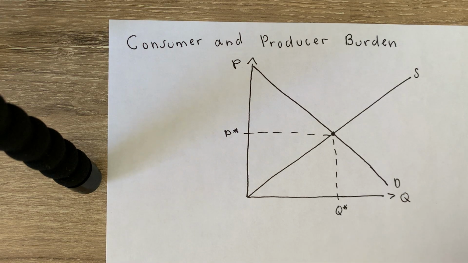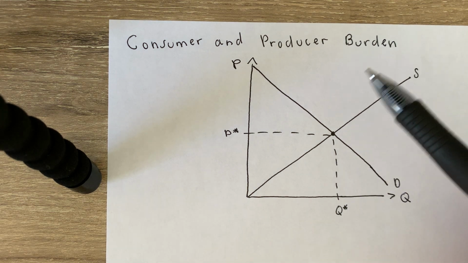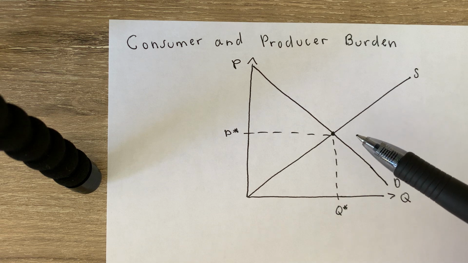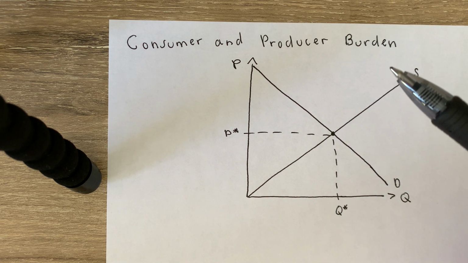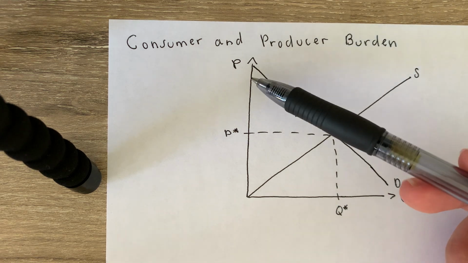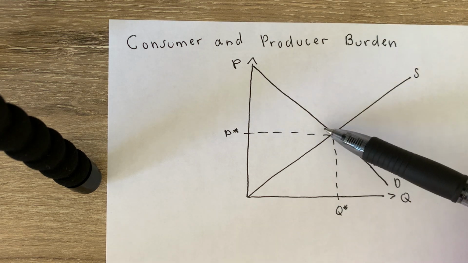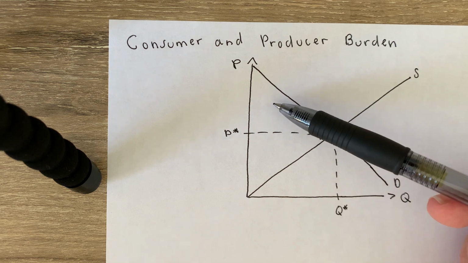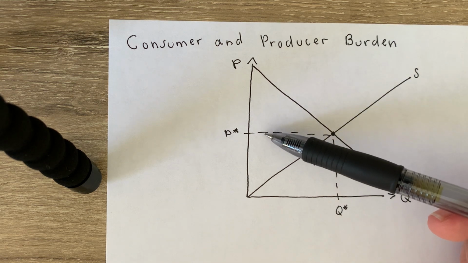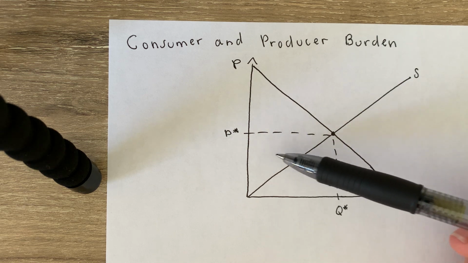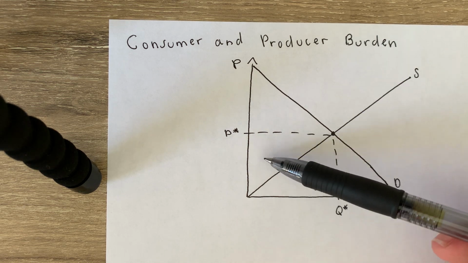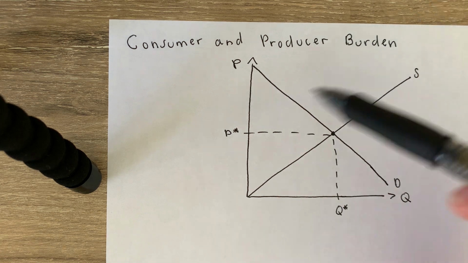Hey everybody, so today's video is going to be about consumer and producer burden. So I already drew our market in equilibrium, so this is what it looks like before any tax is imposed, right? And so from here, from last week, we knew that the consumer surplus was this area right here, above P star, below the demand curve, and the producer surplus was the area below P star and above the supply curve. Right, so now when a tax is imposed, you're going to see that that area changes, right?